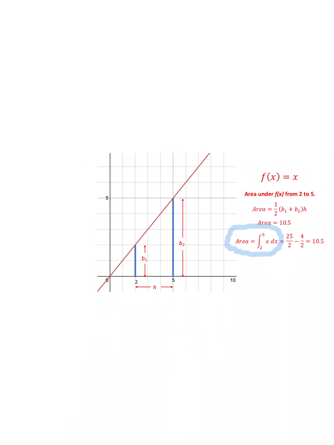So we plug in 5 for x, and it becomes 25 over 2. We plug in 2 for x, and it becomes 4 over 2. We subtract those two numbers, and what do we get? The same as we got before, 10.5.